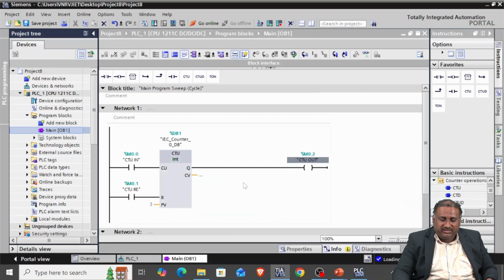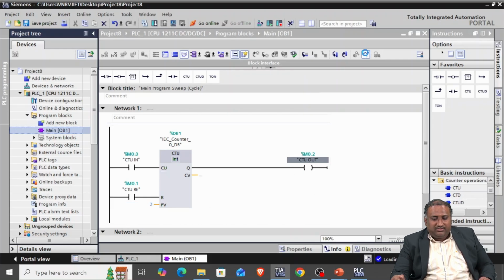If you take the up counter, the input pulse signals are given over here. Initially, the cumulative value will be 0. When we are giving the pulse signals as the input, the cumulative value will increase by 1 unit at a time. And when the cumulative value is greater than or equal to your preset value, your output will be high.